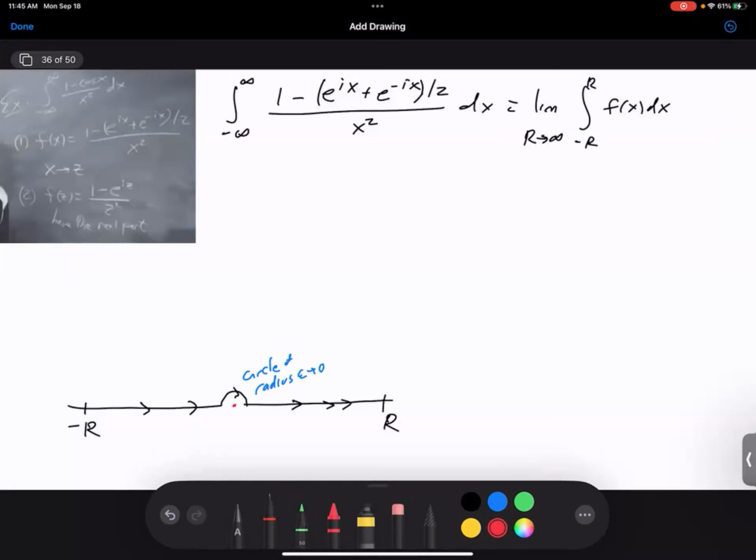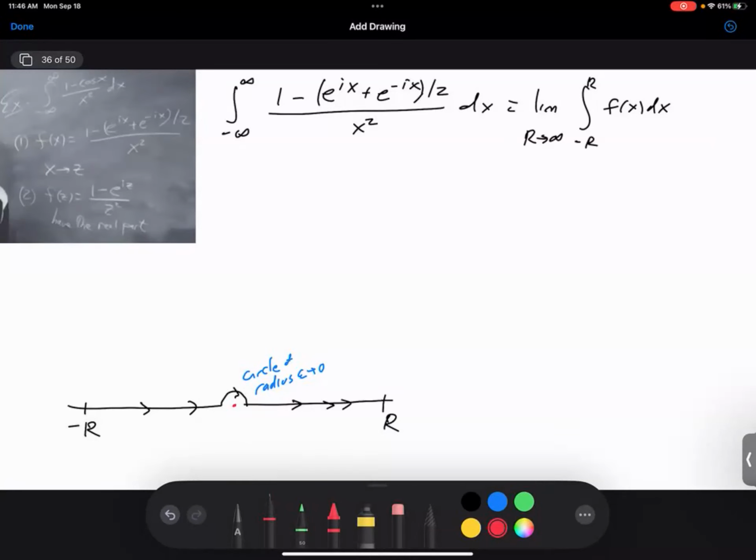Now, because our function f of x is close to 1/2, the contribution when we integrate over this small circle is going to be at most on the order of 1/2 times the length of that semicircle. So what's the length of the semicircle approximately? Radius times pi. So as the radius is going to 0, that's not going to be a big deal.